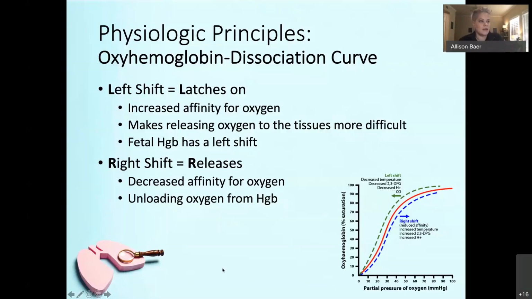But for the first 4 to 6 weeks, babies are going to have a natural left shift. But some other things that can affect it are hypothermia, or an increased pH, so alkalosis, a decreased CO2 level, and carbon monoxide. So all of that is going to make a left shift.